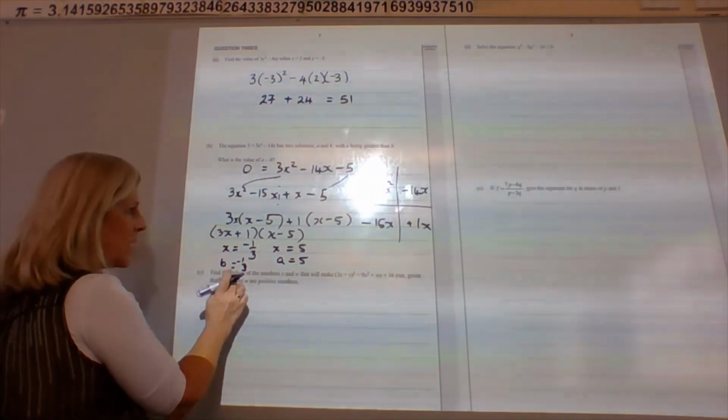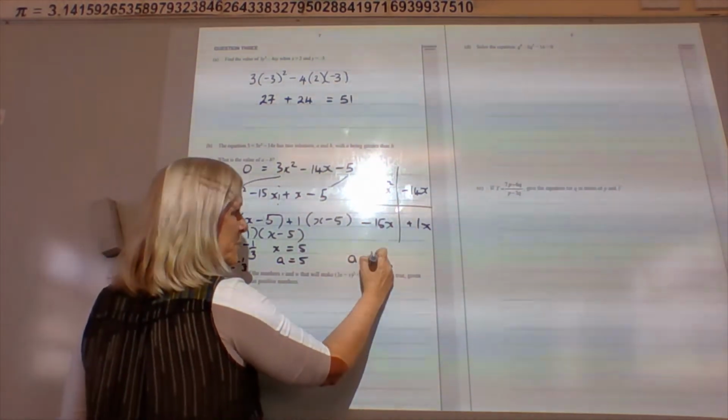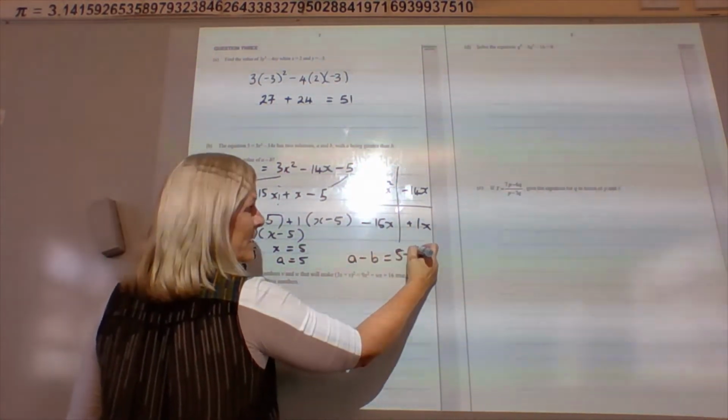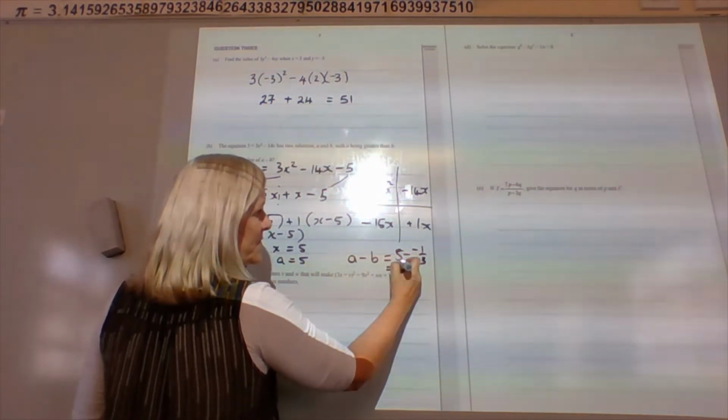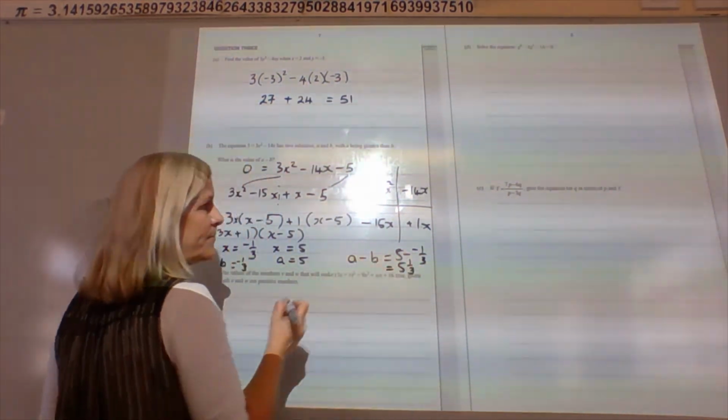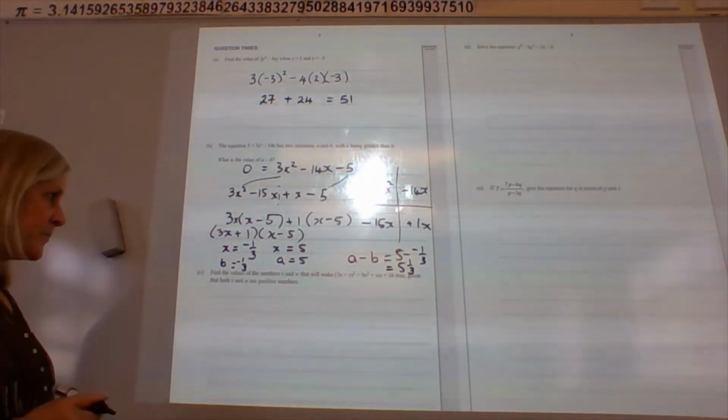Find the value of this minus this. A minus B equals 5, take away negative a third, so it equals 5 and a third, because we're adding it on. All right?